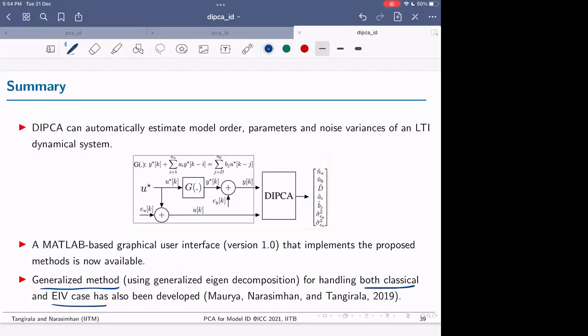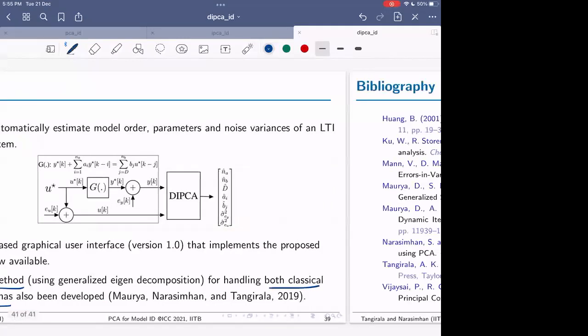And in fact, residual generation, I've not talked about it. Shankar will talk about it tomorrow when he talks of state space identification. So that's it for today. We'll be very happy to take questions.